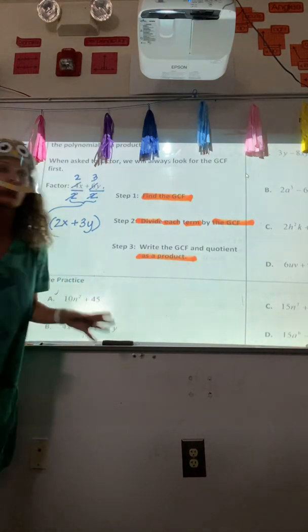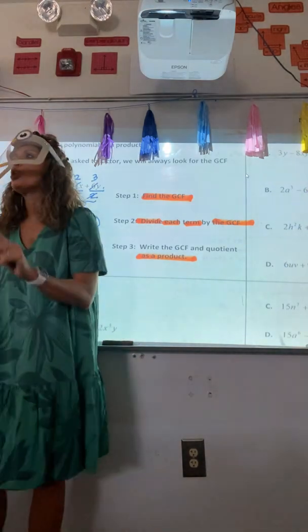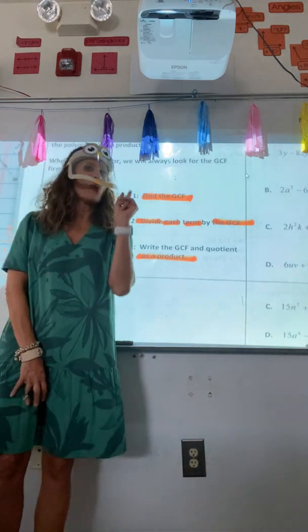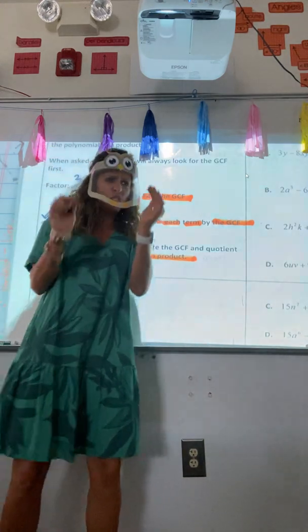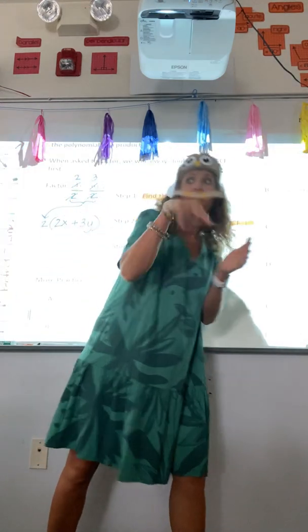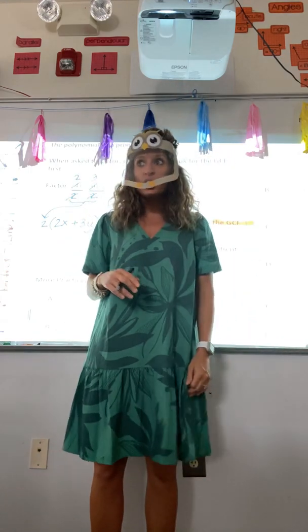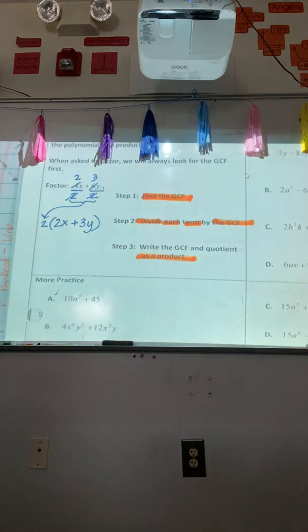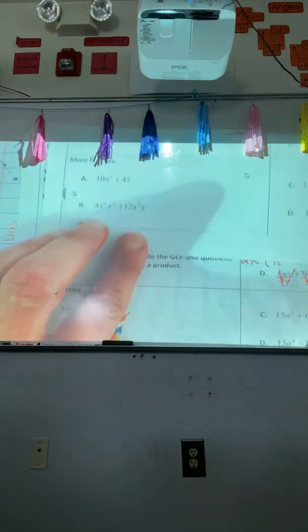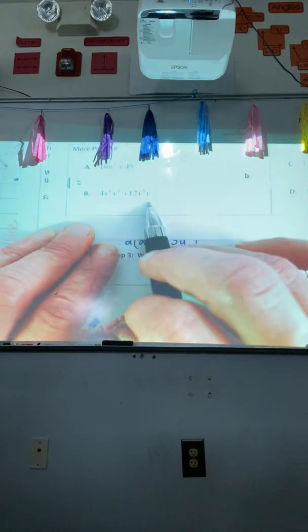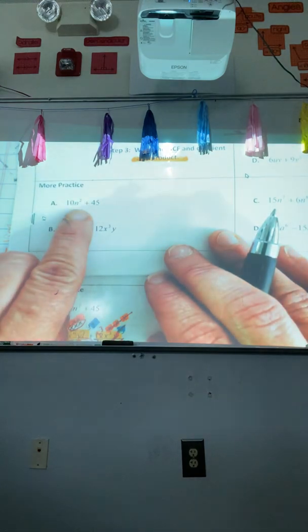Now, here's the great news about the quiz Friday. It is multiple choice. If it wasn't multiple choice, you wouldn't be able to do this. But since it is multiple choice, couldn't I actually look at all of my answers, distribute them back in to see if they equal the question? Yeah, absolutely, okay? So think about that. Now, that won't help you on homework tonight. Won't help you on homework on Wednesday night, but it'll help you on the quiz on Friday, okay? All right, so here we go. Let's do a few more. Let's go to the bottom A and B. More practice. Bottom left, A and B.